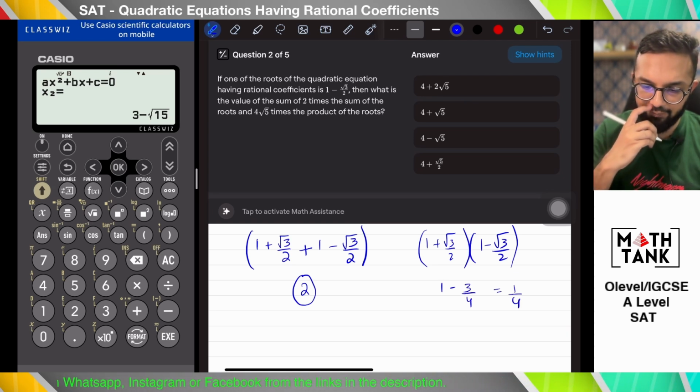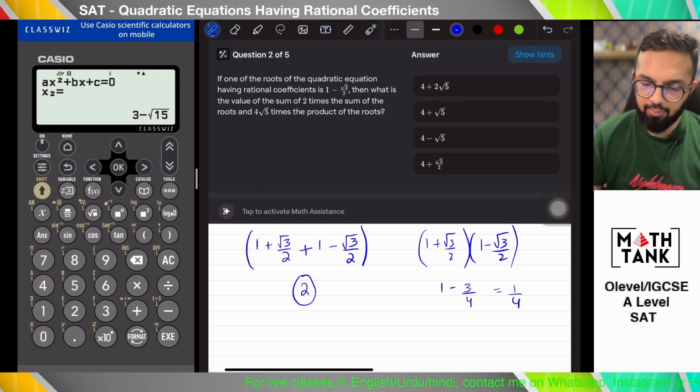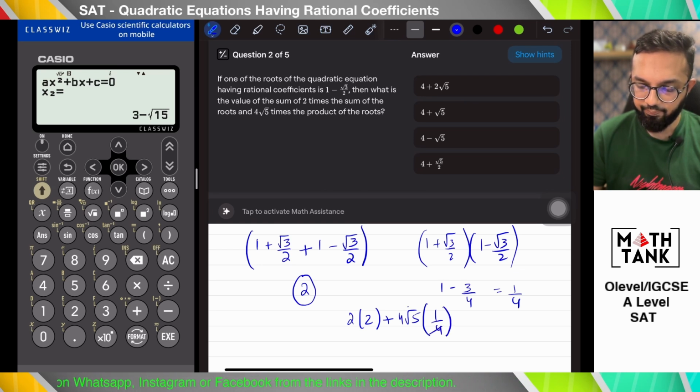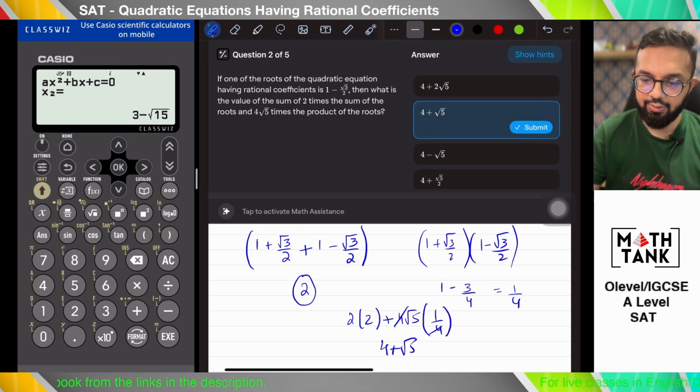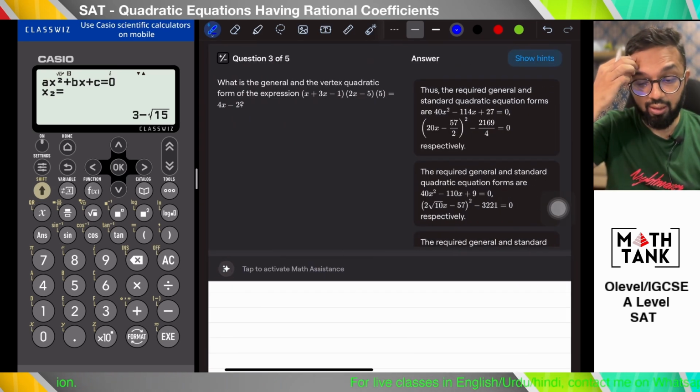So then what is the value of the sum of 2 times the sum of the roots plus 4 root 5 times the product of the roots? So that's 4 plus root 5. I think that should be the correct answer. Yeah, that is the correct answer. So more challenging question that way.